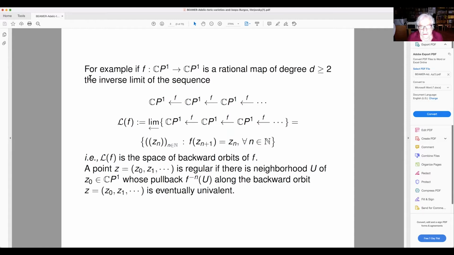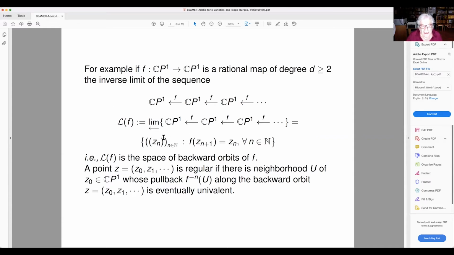If you take a rational map of degree d greater or equal than 2, which is a very important object from the dynamical systems viewpoint, as you know, you have the Julia set, the Fatou set, the Mandelbrot set. I mean, Fields medalists like Yoccoz and McMullen. It's very interesting. So the thing to do here in this particular case is to take this system of the same map, F, and you take the inverse limit of these maps.